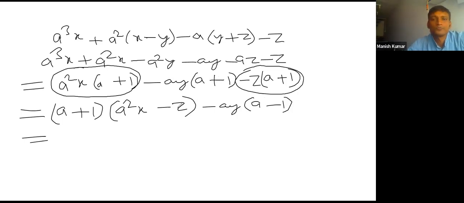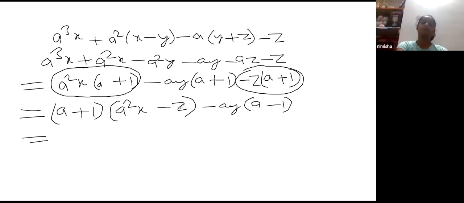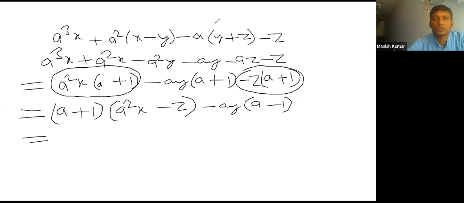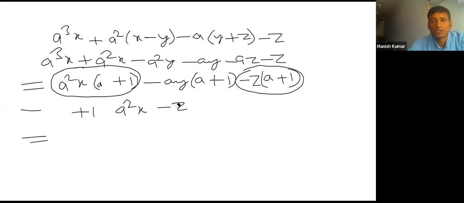Yes, sir. Okay, A plus 1 is in the first term also, second term also, and third term also, isn't it? So let me redo it again. It will be clear. Okay, so one mistake can be very much negative for us for finding the solution, isn't it?